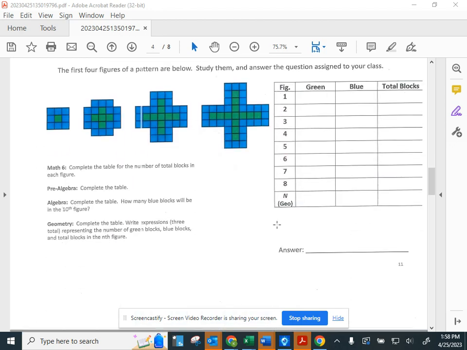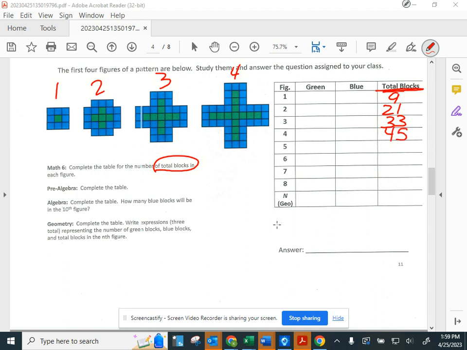Our next page is our pattern page. We just need to complete the table for the total blocks. So we need to find that pattern. In my first figure, there are 9 blocks. In my second figure, there are 21 blocks. In my third figure, there are 33 blocks. In my fourth figure, there are 45 blocks.